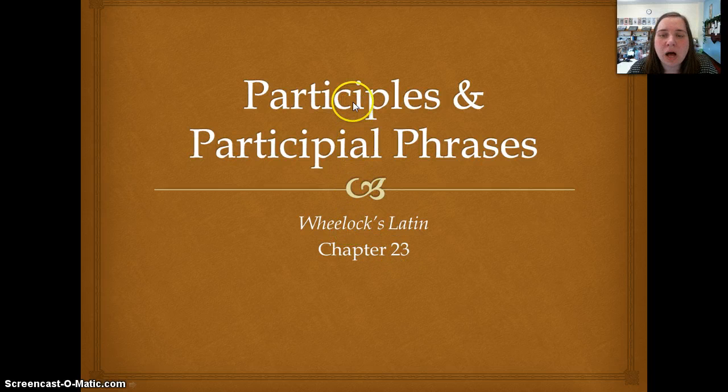Today we are going to do chapter 23 in Wheelock's Latin. This chapter is on participles and participial phrases. These are very, very common pieces of grammar in Latin literature.